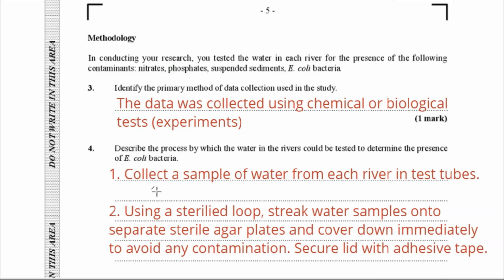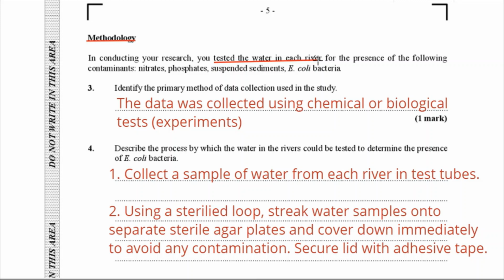So let's look now at the next set of questions. We went from the background, and now we're looking at the methodology. Remember, this is related to the actual data collection, how you're going to go about collecting your information. So in conducting your research, you tested the water in each river for the presence of the following contaminants: nitrates, phosphates, suspended sediments, E. coli bacteria. Those are the different contaminants that you will be testing for.